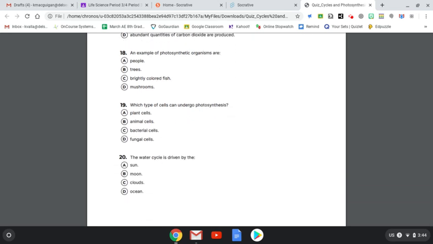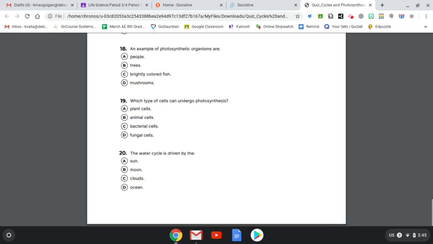18, an example of photosynthetic organisms include A, people, B, trees, C, brightly colored fish, or D, mushrooms. 19, which type of cells can undergo photosynthesis? Is it A, plant cells, B, animal cells, C, bacterial cells, or D, fungal cells?